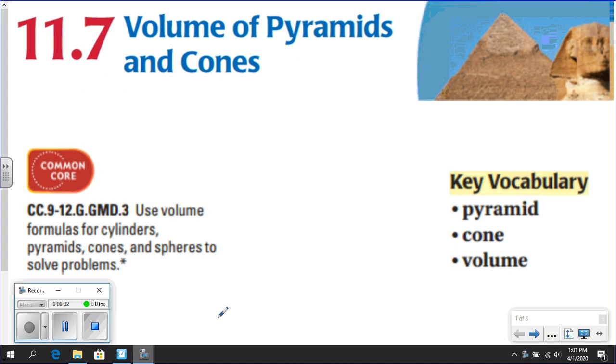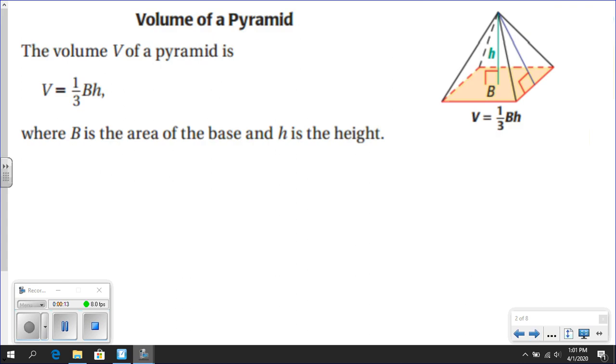Hi everyone! Today we are going to learn the last section of Chapter 11, which is 11.7 Volume of Pyramids and Cones. Volume of a pyramid. The volume V of a pyramid is equal to 1/3 times the base times the height, where B is the area of the base and H is the height.